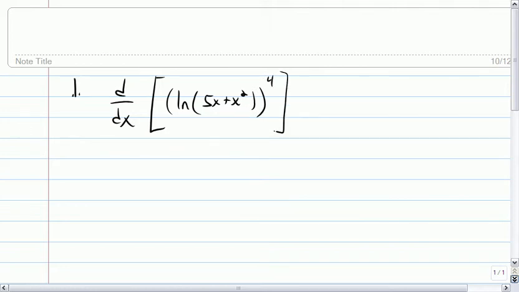Alright, so this is chain rule. I've got 4 functions, really, 4 things to consider. There's my outermost function. There's my next inner function. There is my innermost function. They're all layered, right? 5x plus x squared sits inside the natural log, which sits inside x to the 4th.